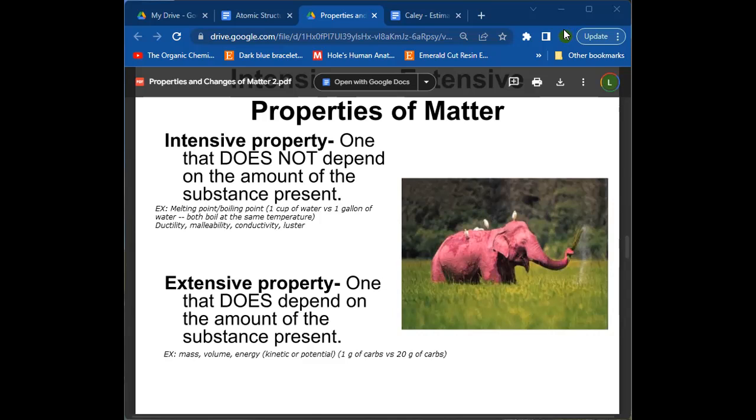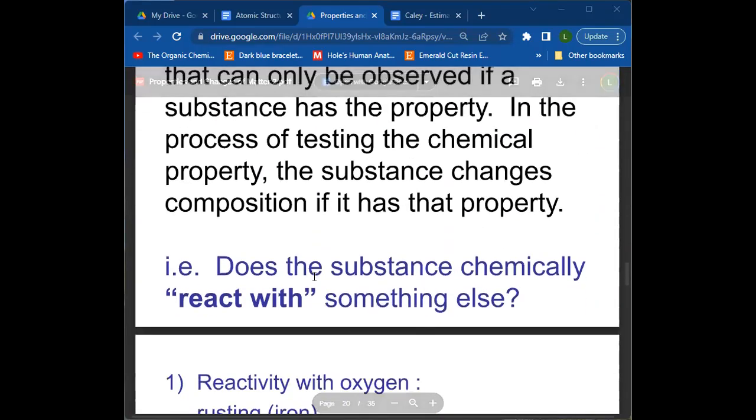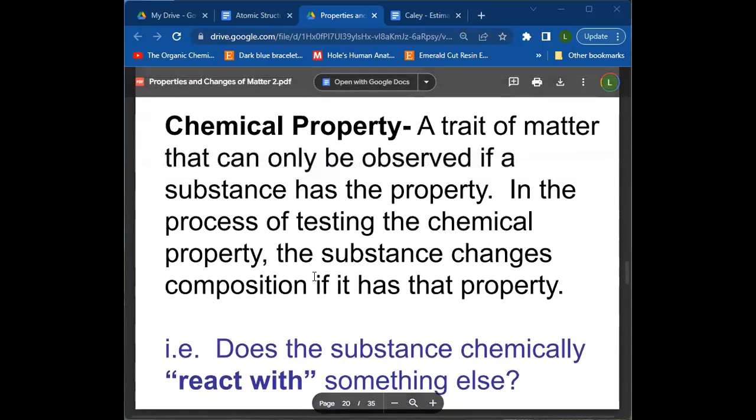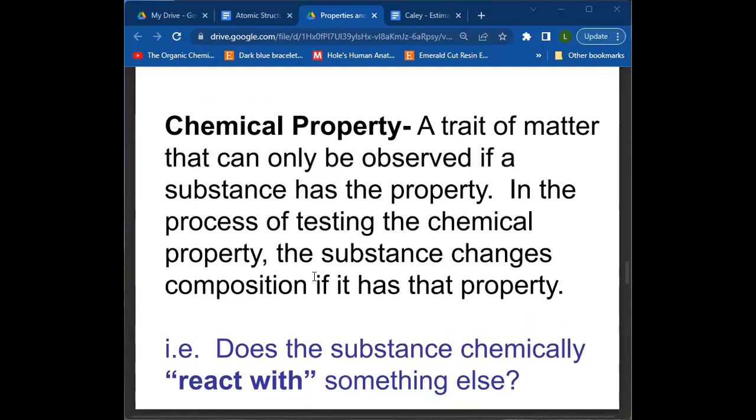Okay, now let's move on to chemical properties. So chemical properties are supposed to be traits that can only be seen if the substance has that property, but they're usually only seen during a chemical reaction. So it's usually involving reacting with something. Does the substance chemically react with something else?